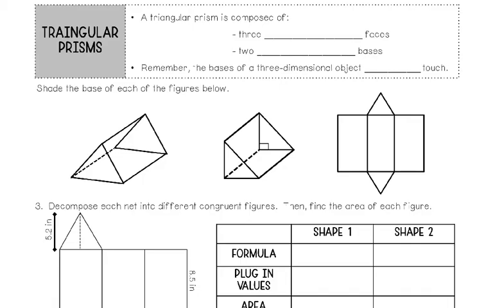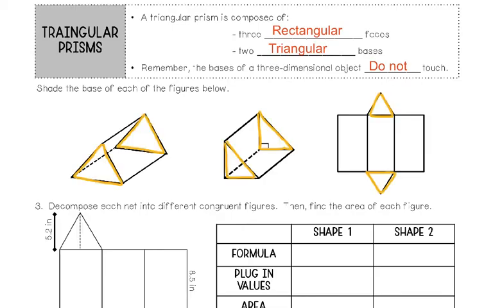Let's go ahead and jump in with some triangular prism definitions. A triangular prism is composed of 3 rectangular faces and 2 triangular bases. So in this picture here, you can see that the triangles are parallel to each other and they're not touching. That means that they are the bases that this object could sit on, even though it's not sitting on them right now. So those are the bases, and the faces are the 3 rectangles. Same for this picture, and then this is a net of what that looks like. So keeping in mind that the bases of three-dimensional objects don't touch, shade in the bases of each of these figures below. Pause the video now, do that, and then press play when you're ready to check.